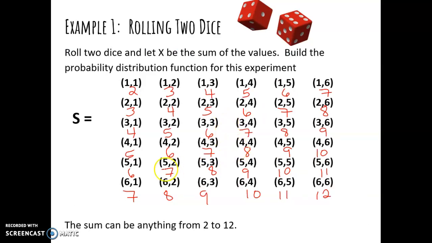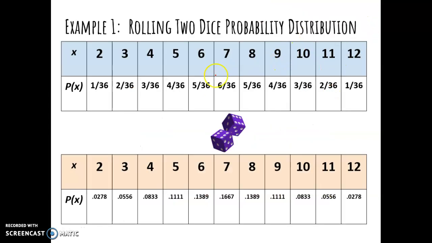Hopefully you're seeing that there's a pattern here. And 7 goes all the diagonals. Each one of the sums is a diagonal. And you can count it pretty easily. 7, 1, 2, 3, 4, 5, 6. So 6 out of 36. 8 goes back down to 5 out of 36. 9 is 4 out of 36. 10 is 3. 11 is 2. And 12 is 1 out of 36.